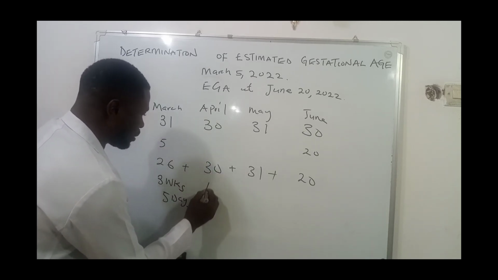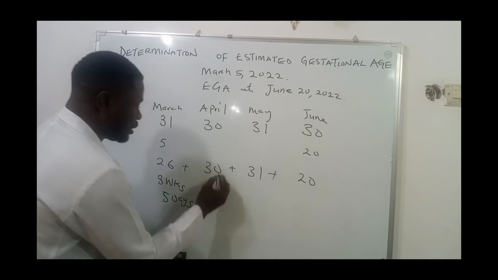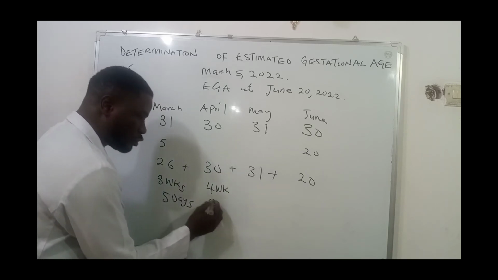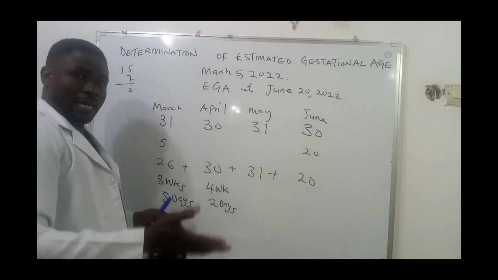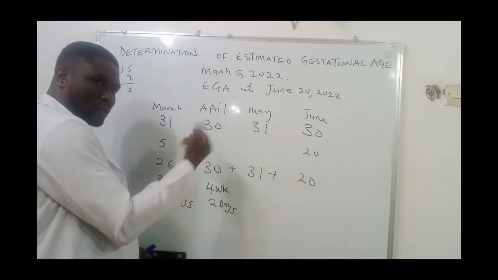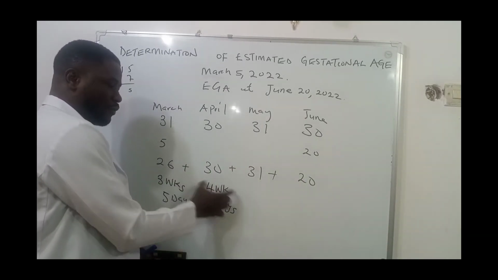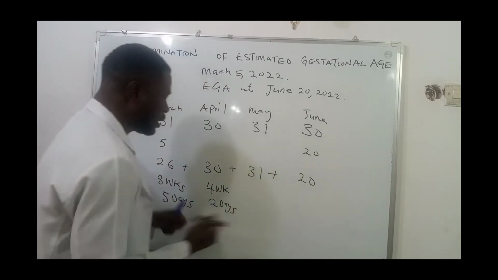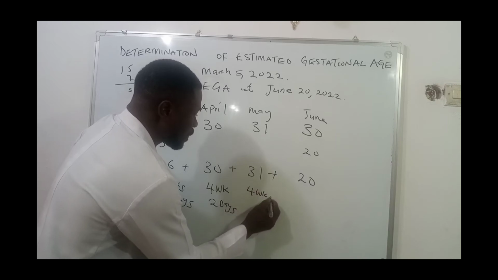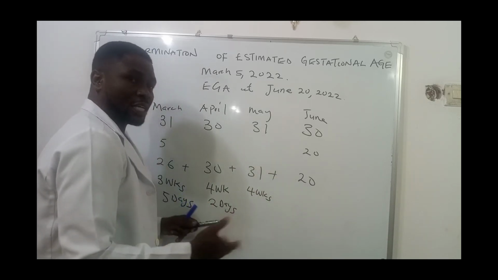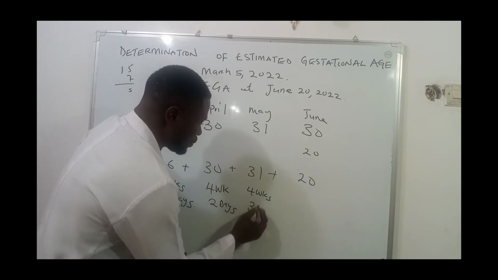That will give us, of course, 4 weeks. And what are the days left? 2 days. Remember, 4 weeks is 28. So 28, 29, 30. So 2 days, 4 weeks. Now for 31, how many weeks? That will be 4 weeks. And how many days left? That will give you 3 days.